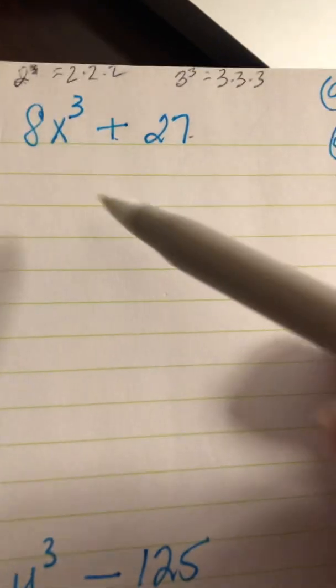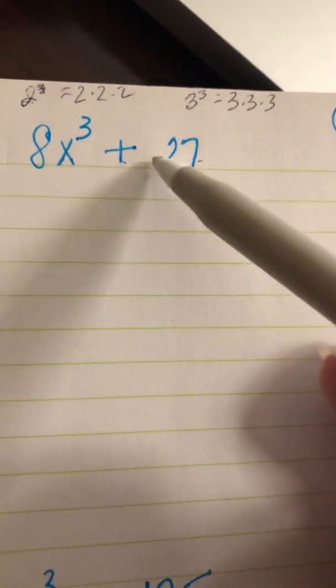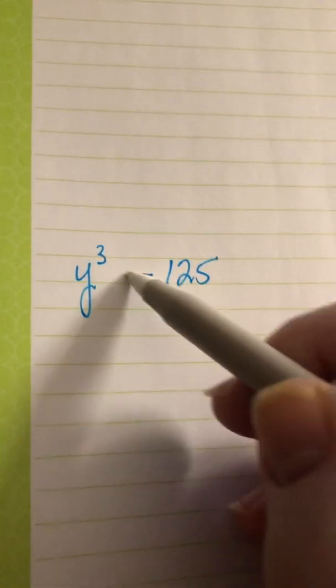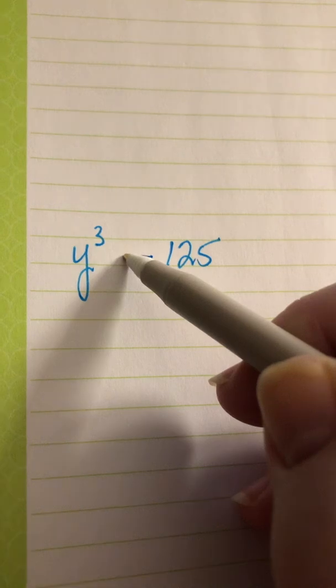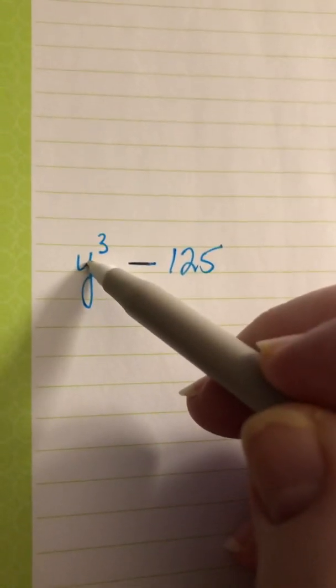So this is the sum of a perfect cube. Sum because it says addition. This one would be a difference, a minus of perfect cubes, because what had an exponent of 3 is the y value, and here what had an exponent of 3 was 5, because 5 to the third power is 125.